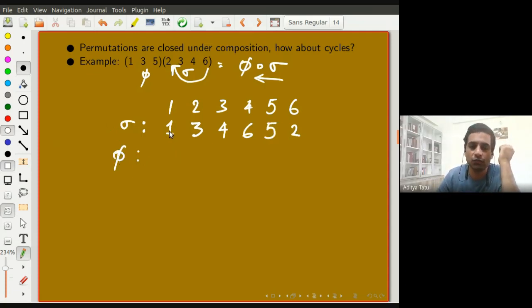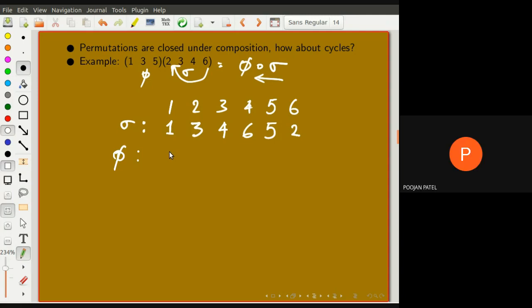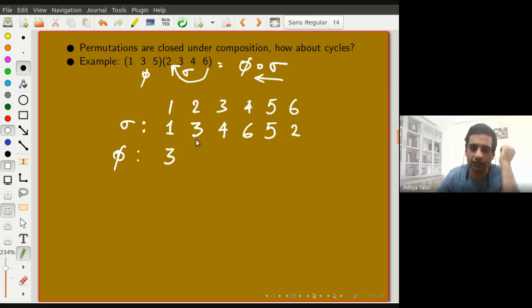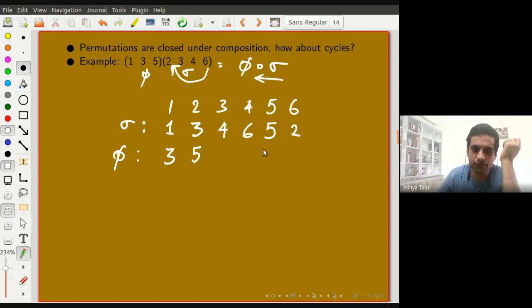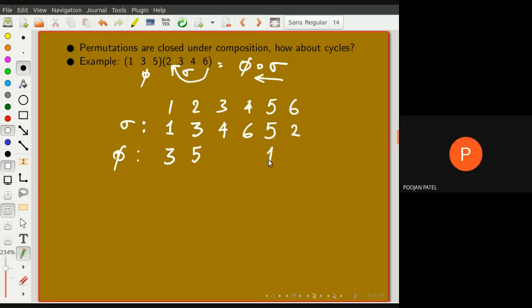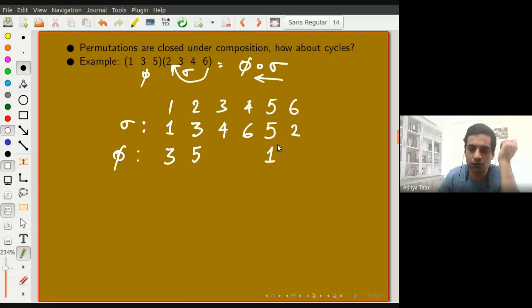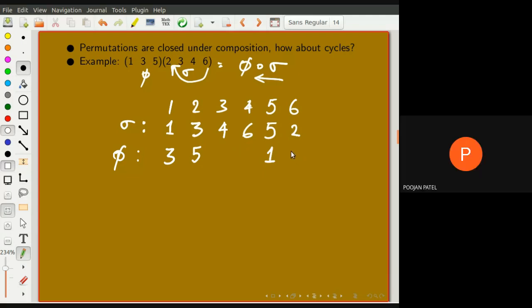What does 5 do to 1? 3, 3 to 5, 5 to 1. How about 2, 4, and 6? Itself only.